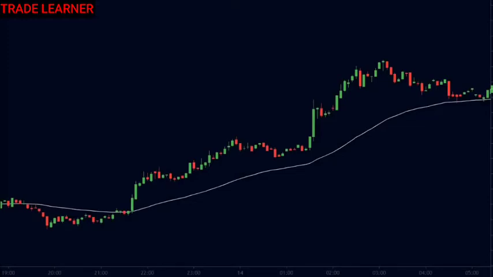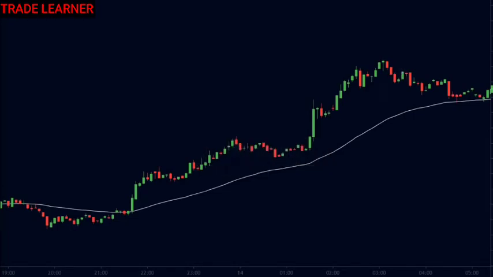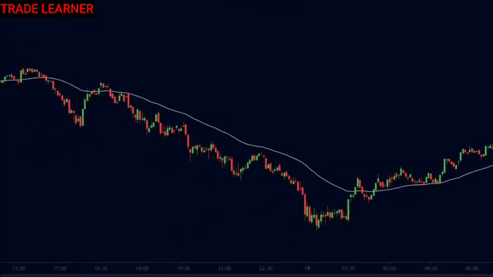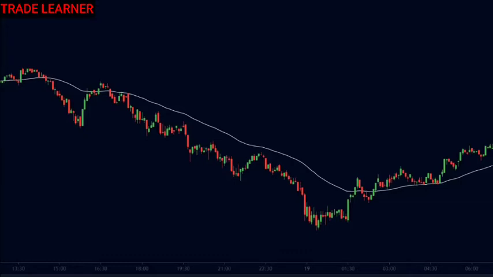Therefore, whenever we notice that the price is far above the 50-period EMA, then we can look for selling opportunities. Our target should be the moving average itself. Similarly, when we see that the price is far below the 50 EMA, we will look for buying opportunities. And the target will be the moving average.